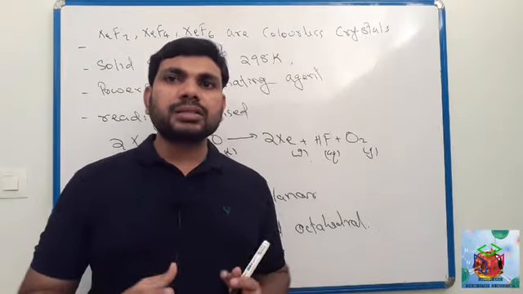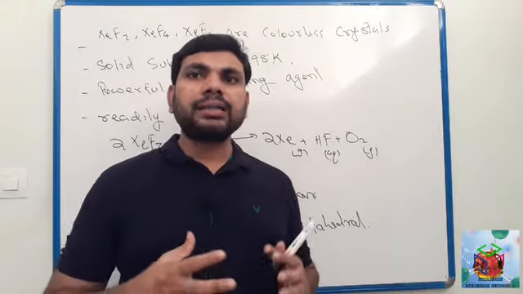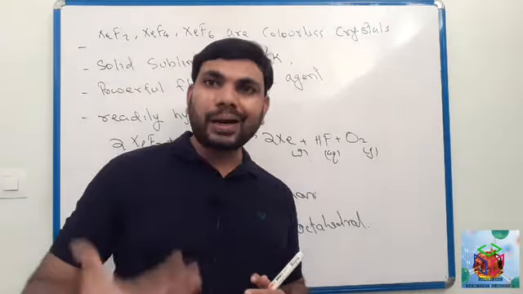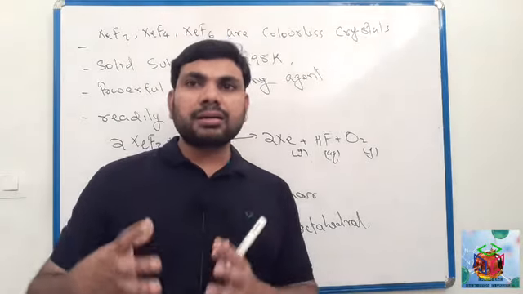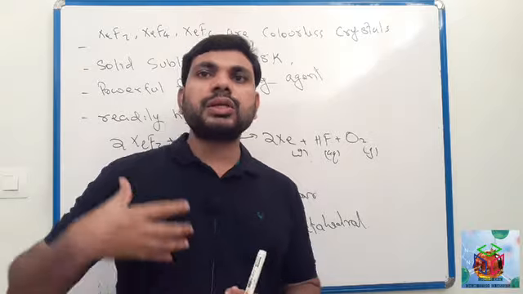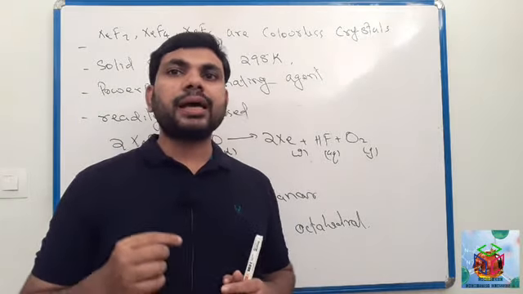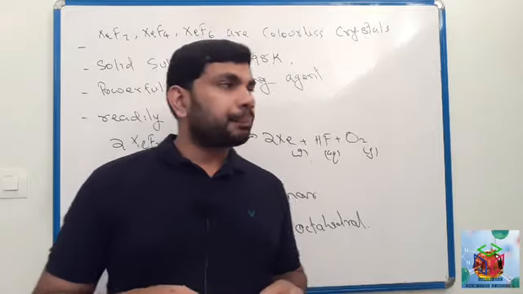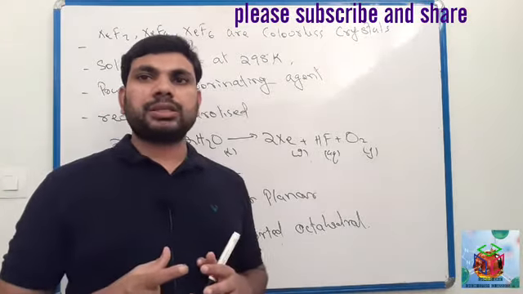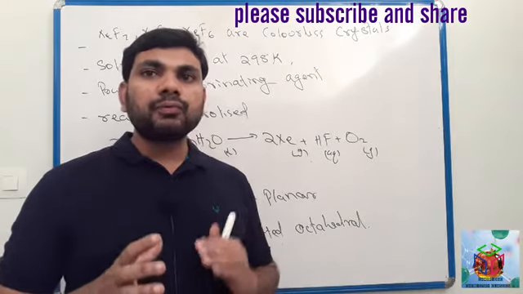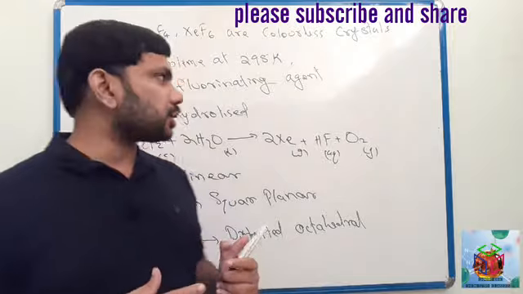These are colorless crystalline solids, and they will sublime at 298 Kelvin. They will change to gaseous state at 25 degrees Celsius or 298 Kelvin. And they are strong fluorinating agents. They help to add fluorine.